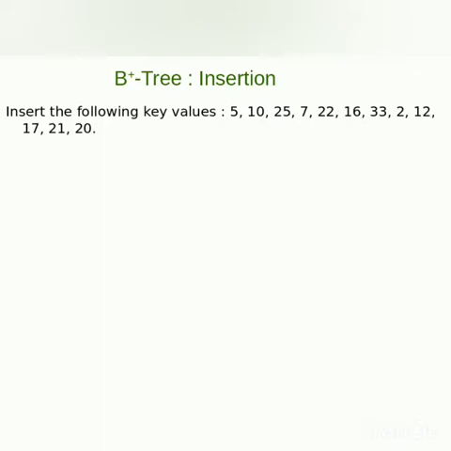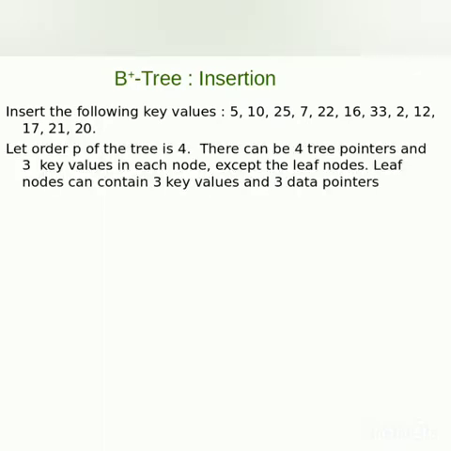Insert the following key values: 5, 10, 25, 7, 22, 16, 33, 2, 12, 17, 21, 20. Our objective is to construct a B plus tree, not a B tree, with these key values, and let the order of the tree be 4. That means each root as well as intermediate node can have a maximum of 4 tree pointers, and a minimum of 2 also.